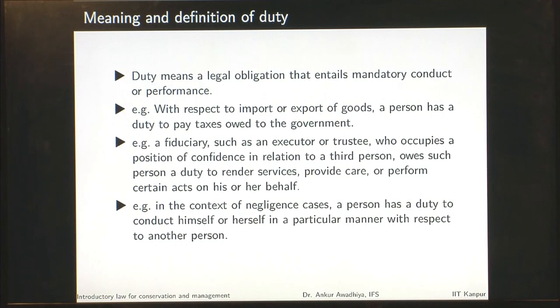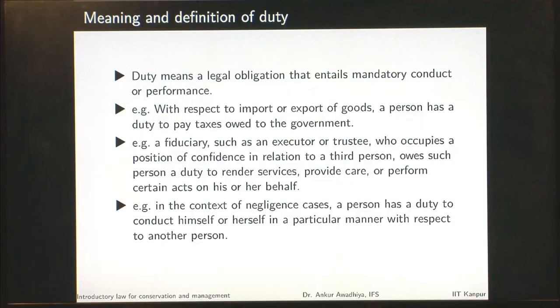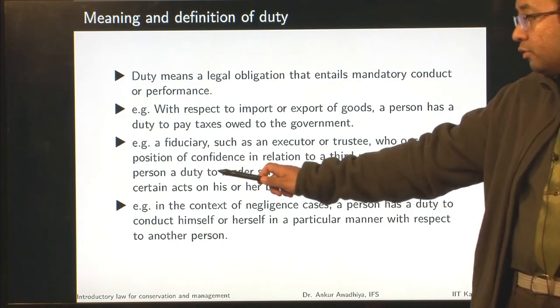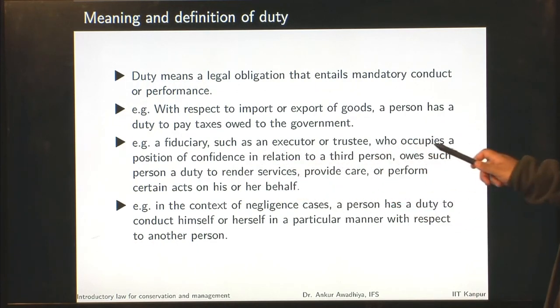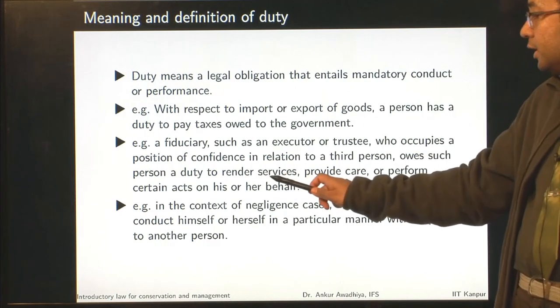A fiduciary relation is a relation in trust. That is, if you are doing something on behalf of others, so that is a fiduciary relationship. Now, a fiduciary, such as an executor or a trustee, who occupies a position of confidence in relation to a third person, owes such person a duty to render services, provide care, or perform certain acts on his or her behalf. So if somebody has a fiduciary relationship, they are acting on behalf of others, they are occupying this position of confidence in relation to others, then they owe these other persons a duty to render certain services.